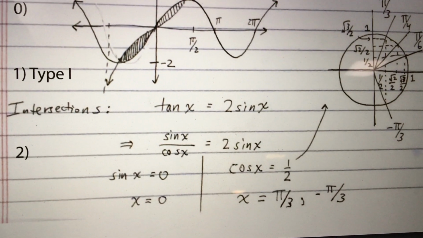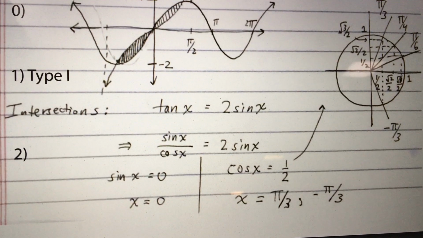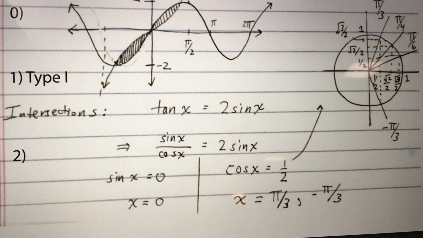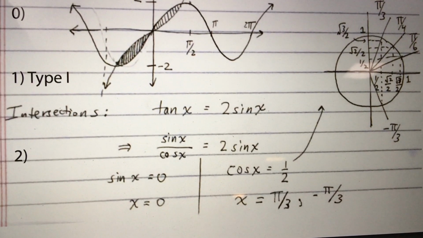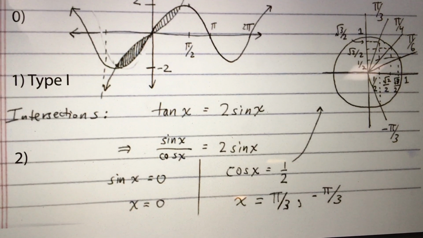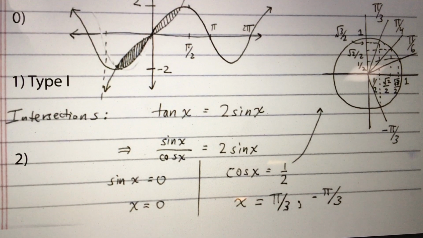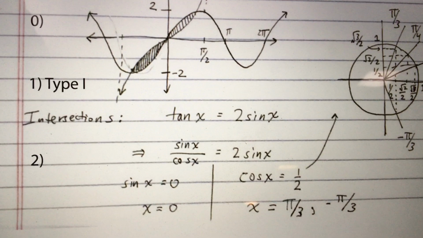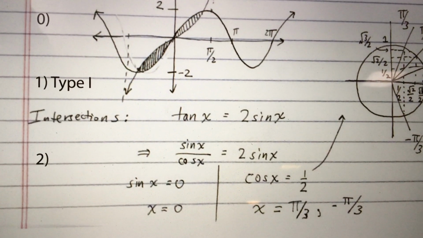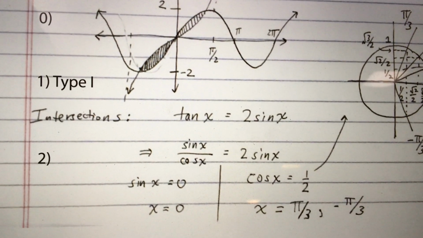And so looking at the picture, cosine is equal to 1/2. That's on the x-axis, and that's that first number that I marked, 1/2. And that's corresponding to the angles pi over 3 and negative pi over 3. So those are the ones that I want. Negative pi over 3 and pi over 3 on the picture are where they cross.